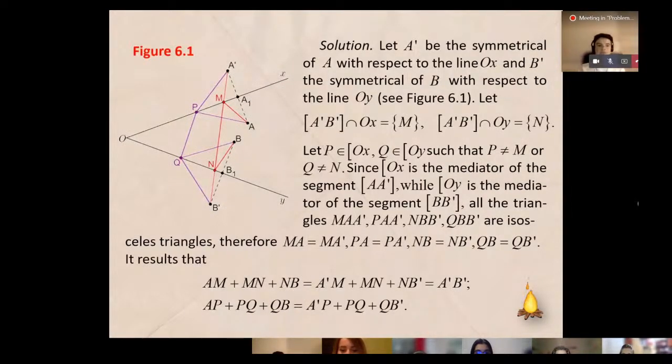Solution. We construct the symmetricals A' and B' of A and B with respect to the rivers OX and OY. Then we join A' and B' with a straight line that intersects the first river in M and the second river in N. We claim that the optimal trajectory is A, M, N, and B. Indeed, if we take arbitrary points P on OX and Q on OY and join them with the points A' and B', we will obtain a broken line that will be longer than the straight line A'B'. Using again isosceles triangles, this is equivalent to saying that the path APQB is longer than the path AMNB.